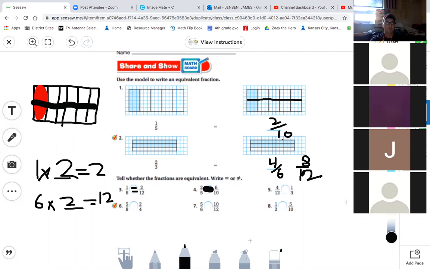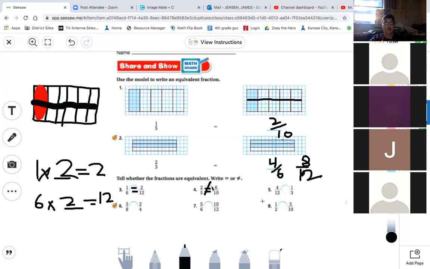So, whoops, I need to get rid of that fat one. There we go. Make it skinny again. So that means these two are not equivalent. They are not equivalent.